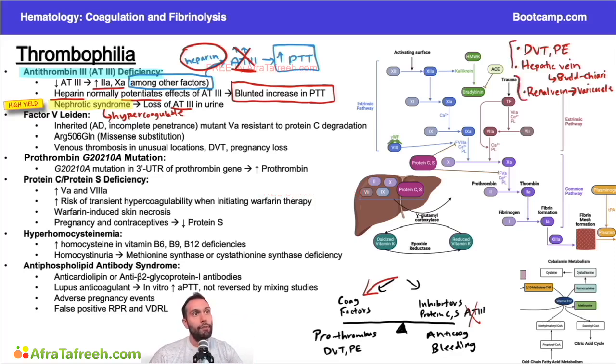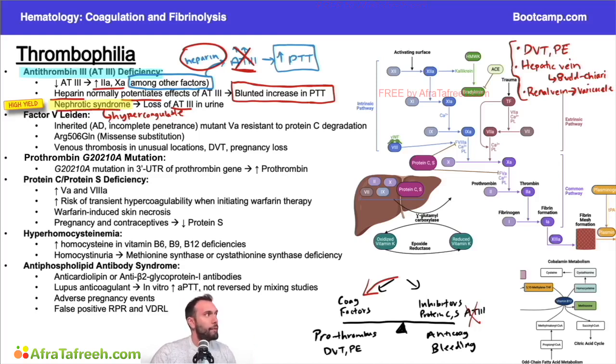Also, a cerebral vein thrombosis would be another classic one in a board question, and that's their way of telling you that this is a thrombophilia type picture. Again, that's very general, but it would be very classic if you had a patient with nephrotic syndrome to have antithrombin 3 deficiency.